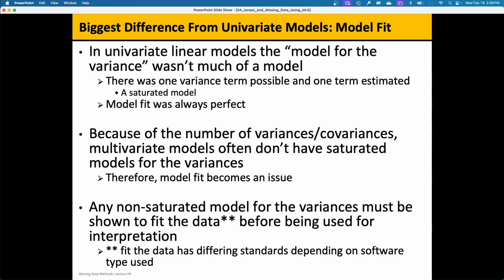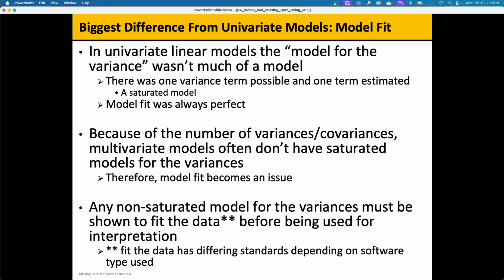But because of the number of variances and covariances in multivariate models, we often don't saturate them, meaning we often don't either estimate them directly or have them become estimated through combinations of parameters.